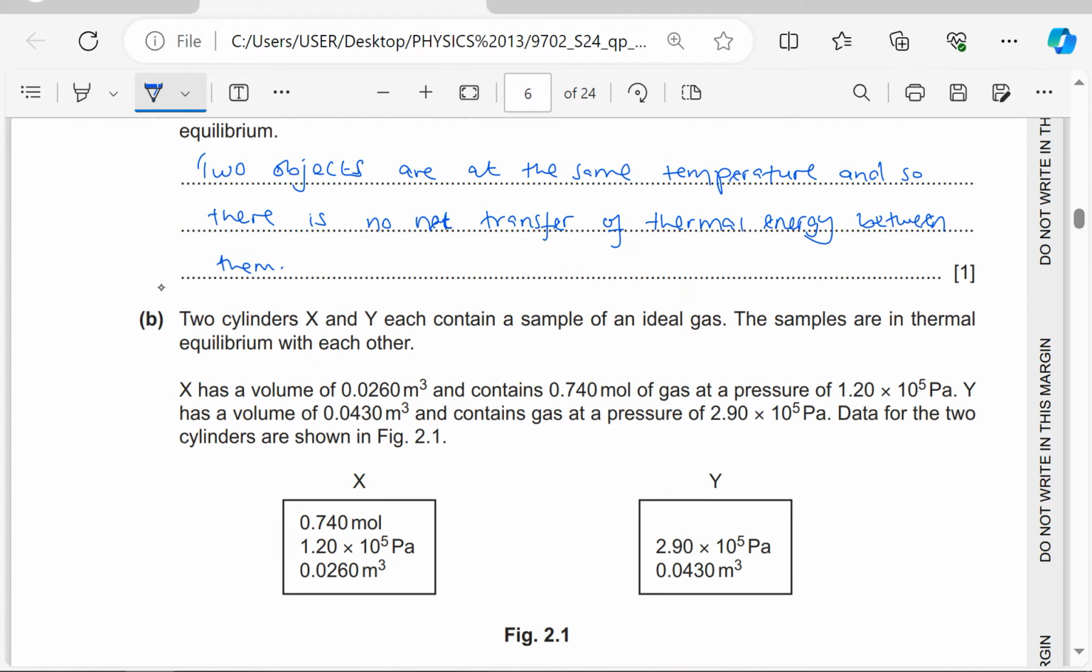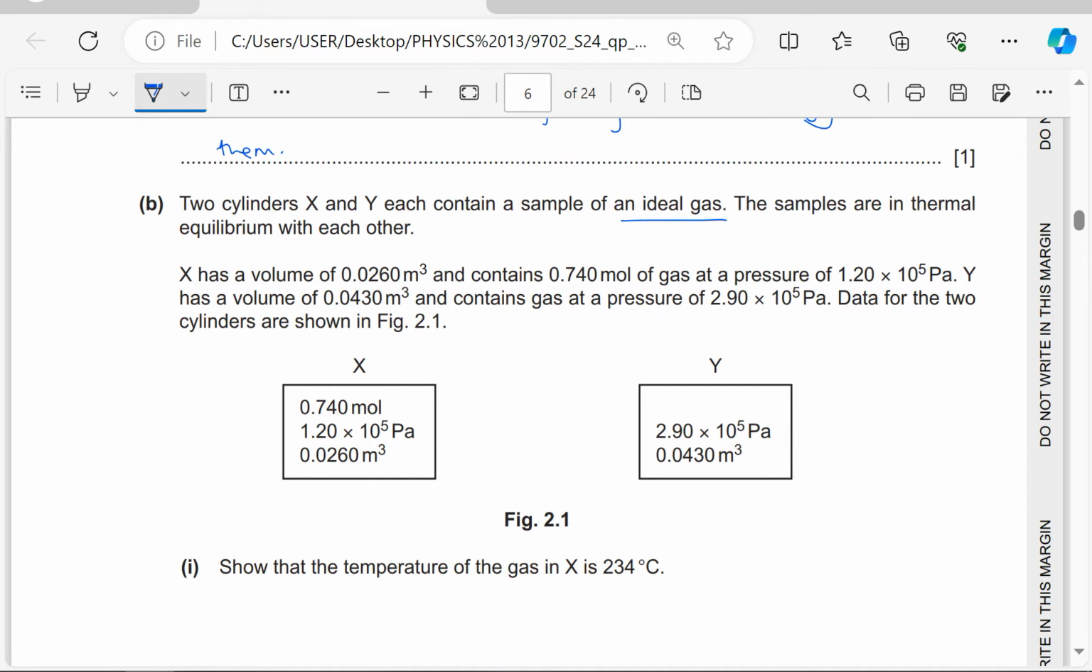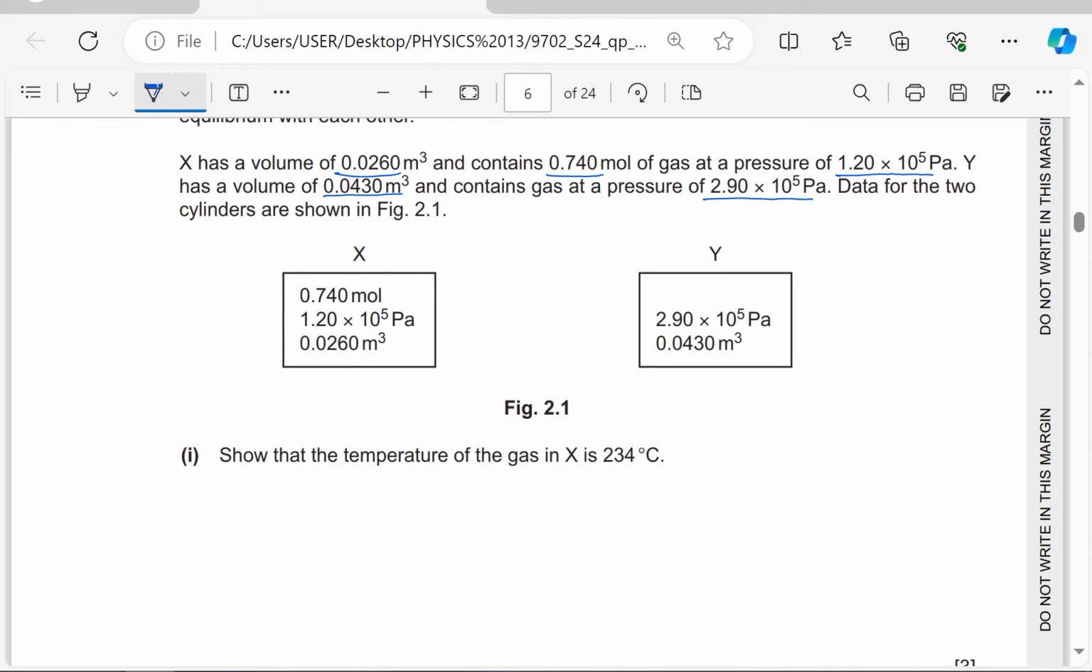Two cylinders X and Y each contain a sample of an ideal gas. The samples are in thermal equilibrium with each other. X has a volume of 0.026 meters cubed. It contains 0.70 moles of gas at a pressure of 1.2 times 10 to the power 5 pascals. Y has a volume of 0.0430 meters cubed. It contains gas at a pressure of 2.9 times 10 to the power 5 pascals. Data for the two cylinders are shown.